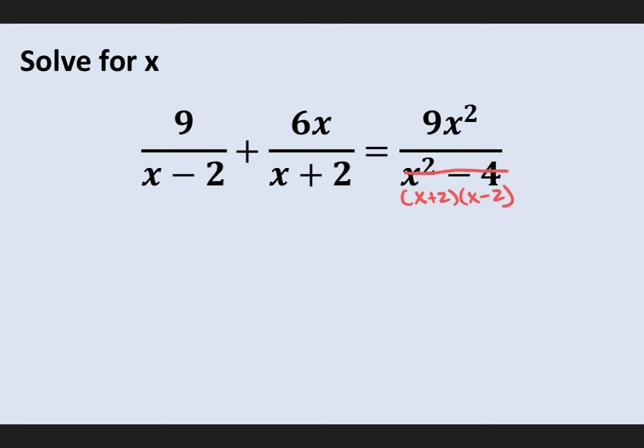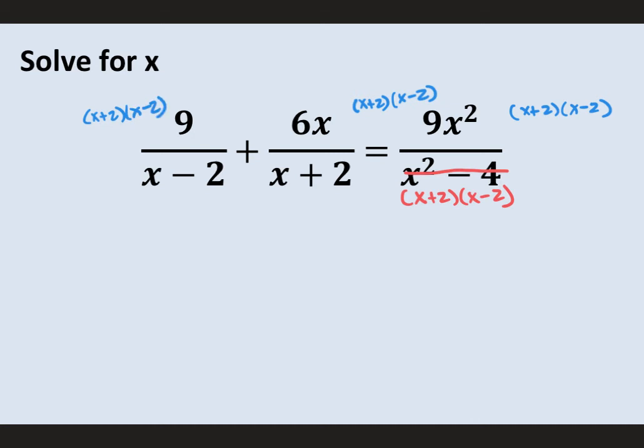So what I'm going to do is multiply it by the least common denominator, which is x plus 2 times x minus 2. Right? So that will help me get rid of all of my denominators, x plus 2, x minus 2. It's going to be a little messy looking, that's okay. x plus 2 times x minus 2, because we're about to cross a bunch of stuff off.